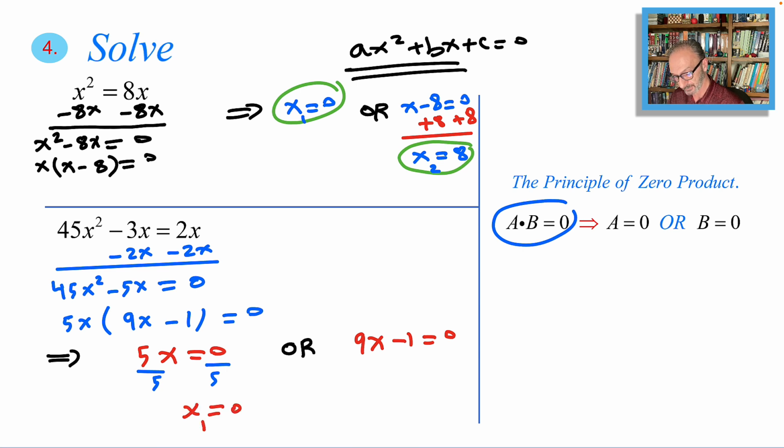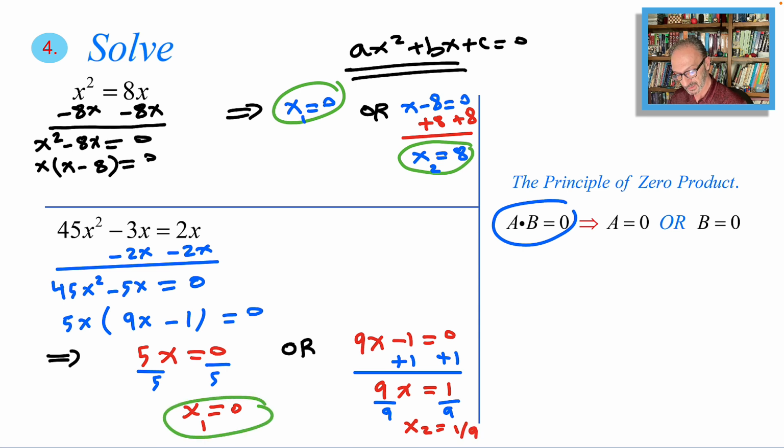Let's call it x1. Second part, which is B equals 0, we will be adding 1 first to both sides, and that will cancel the 1, and we end up with 9x on the left, on the right side 1. Then we divide by 9, and that will give me x equal, let's call it x2, 1/9. So I have two answers, 0 and 1/9.